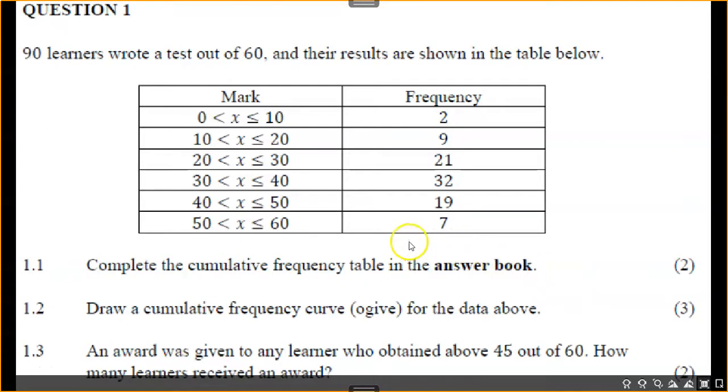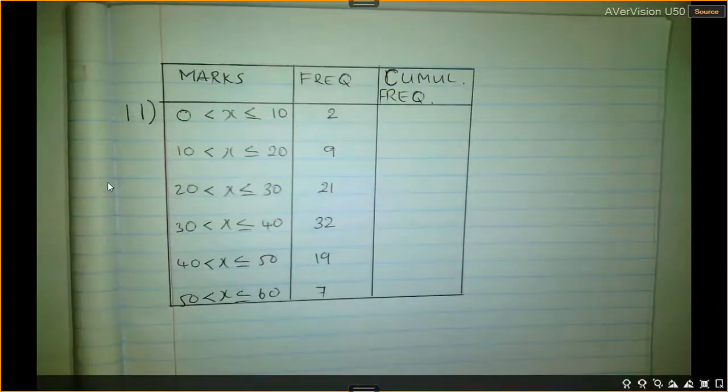So from the table we can see that 2 learners achieved between 0 and 10 and 9 learners achieved between 10 and 20. 21 learners achieved between 20 and 30, 32 learners achieved between 30 and 40, 19 learners achieved between 40 and 50, and then 7 learners achieved between 50 and 60. And the first instruction is to complete the cumulative frequency table in the answer book. Now the cumulative frequency table that was given in the answer book looks as follows.